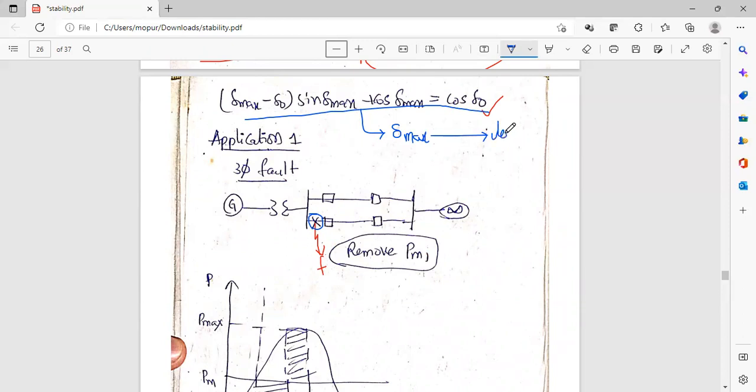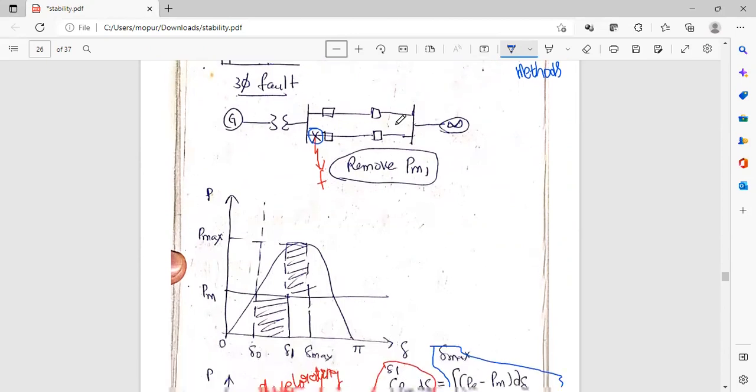The iterative methods which we are using to find this delta max are the step-by-step or point-by-point method, modified Euler method, and Runge-Kutta method. Whenever you are doing a modified Euler method, Runge-Kutta method, or step-by-step method, you should know what is meant by equal area criteria and why we are using those iterative methods. We are using those iterative methods for finding the solution of this nonlinear algebraic equation, which we had derived in the equal area criteria.